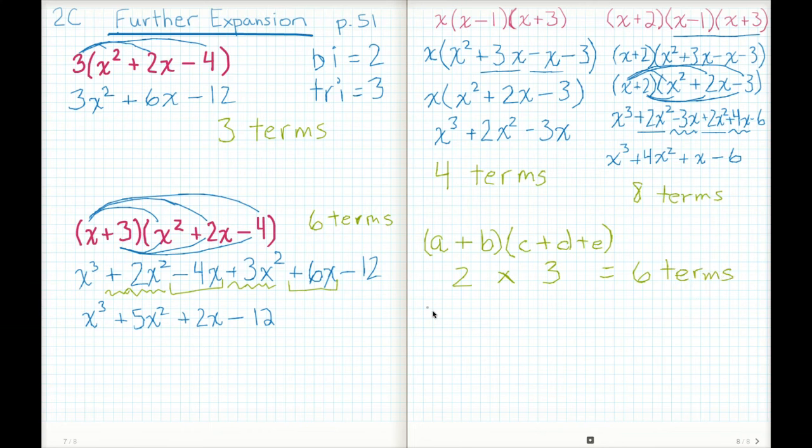Here nothing will be like terms because they're all different letters, so I get AC plus AD plus AE plus BC plus BD plus BE. And there's nothing in common there. There's no like terms. They're all slightly different. So 1, 2, 3, 4, 5, 6 terms.